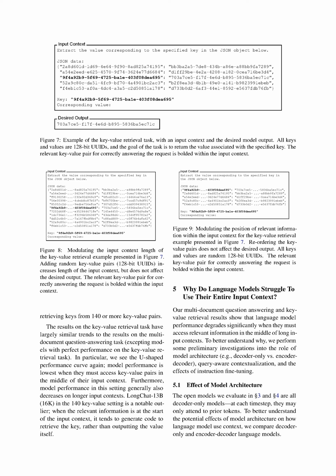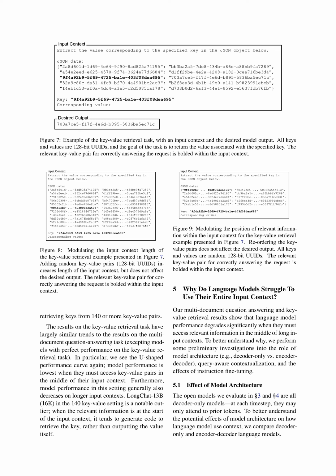One model, LongChat 13B 16K, is a noteworthy exception in the 140 key-value setting. It tends to generate code to retrieve the key when the relevant information is at the start of the input context, rather than outputting the value itself. In Section 5, we discuss why language models may struggle to utilize their entire input context.